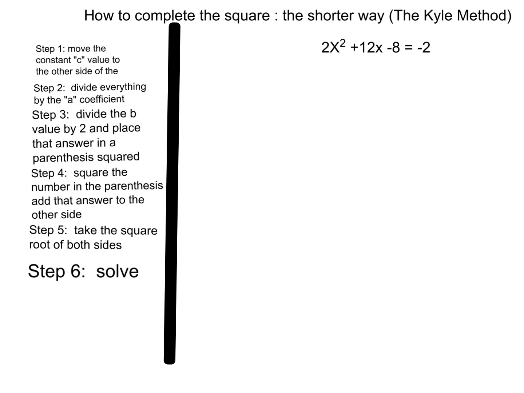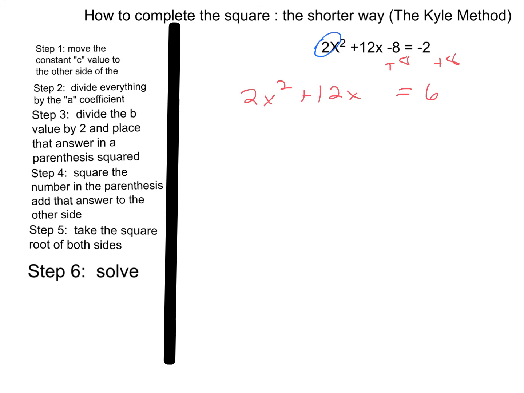Now this one I definitely want to work with you because something is definitely different, and it is this guy right here. But again, it is not a big deal. Alright, step 1, move the constant away. So it's add 8. Okay, so 2x squared plus 12x is equal to 6.